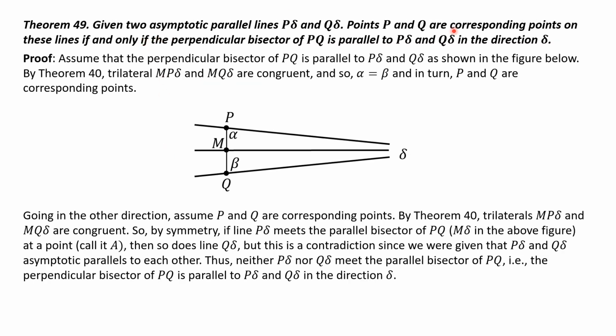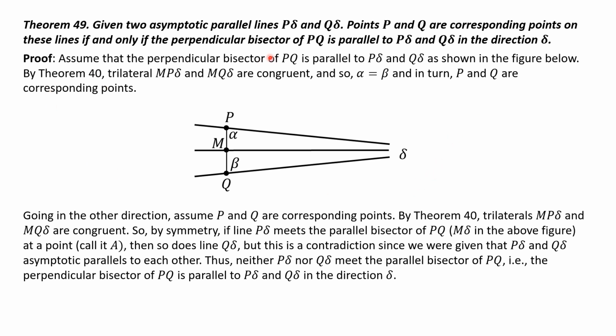We have a theorem here. It's an if and only if, so we'll need to prove it in both directions. Given two asymptotic parallel lines, P delta and Q delta, points P and Q are corresponding points on these lines if and only if the perpendicular bisector of PQ, in other words, this line here, that's perpendicular to PQ and divides the distance between P and Q equally, so in other words, MP equals MQ, is parallel to P delta and Q delta in the direction delta.